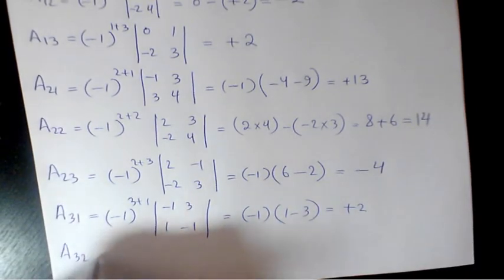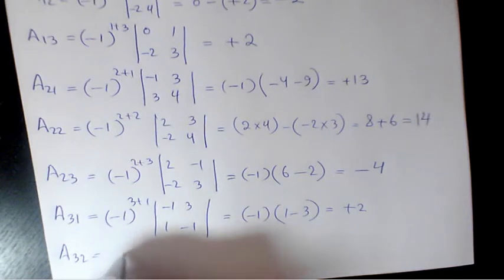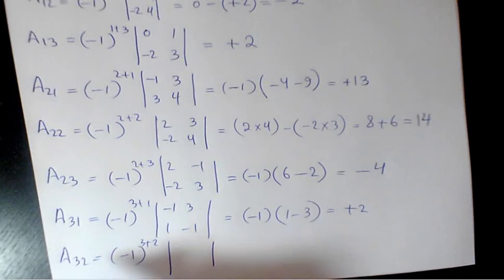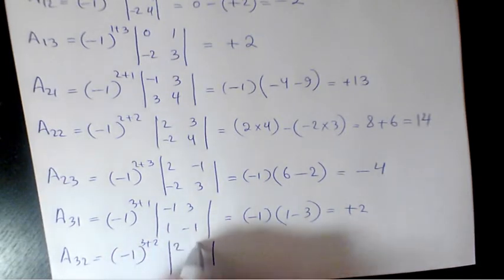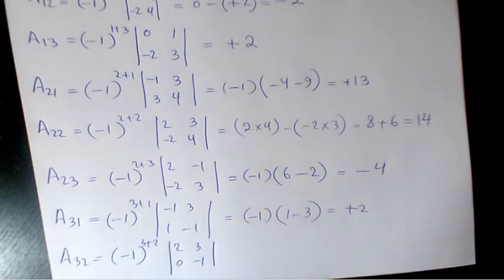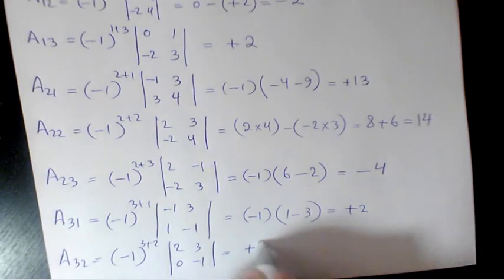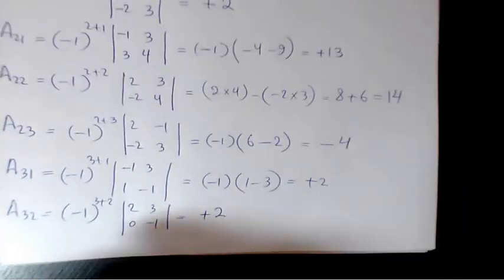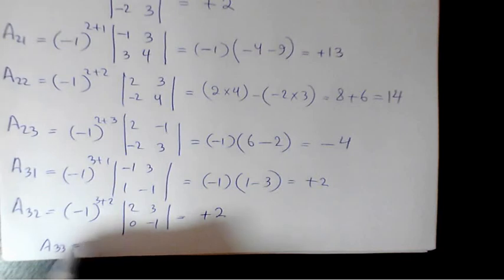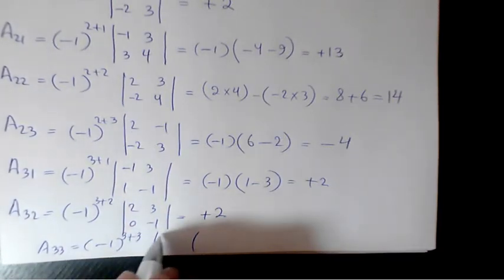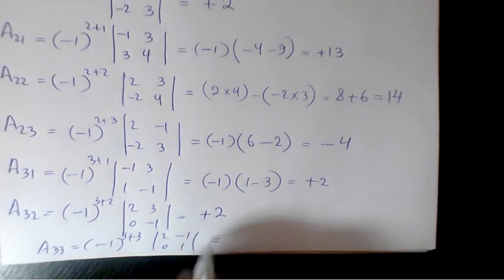A32 is going to be negative 1 to the power of 3 plus 2. You have 2, 3, 0, and negative 1. That will be negative 2 times negative 1, which is going to be positive 2. And finally, A33 is going to be negative 1 to the power of 3 plus 3. That's going to be 2, negative 1, 0, and 1. That's going to be 2.